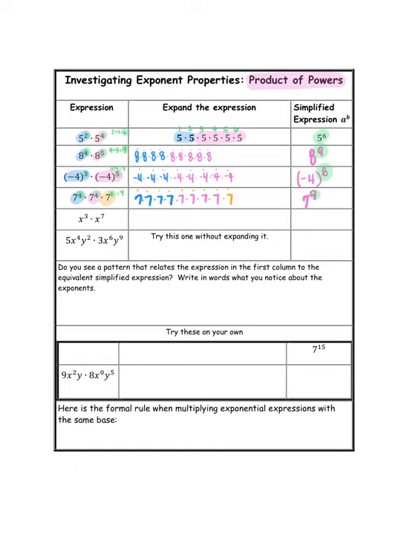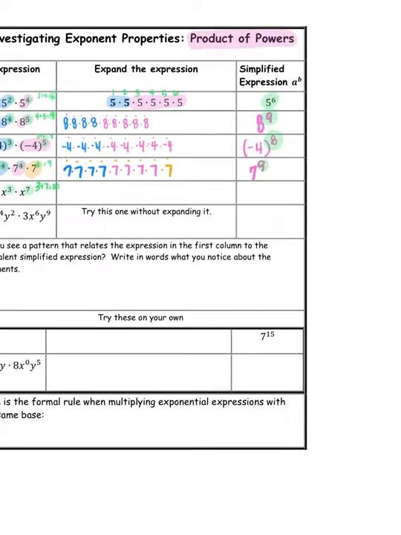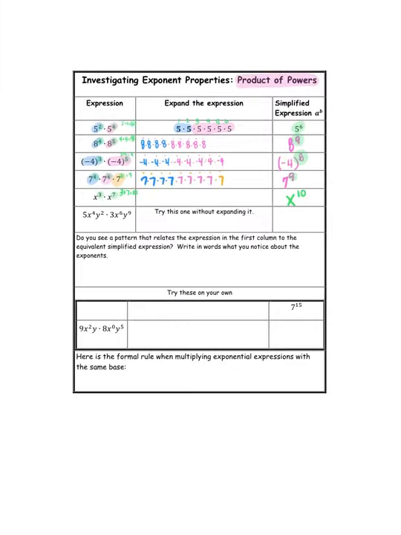I want you to write it in expanded form, but I'm going to do it just by adding. So I have x to the 3rd, x to the 7th. I'm going to add 3 plus 7 equals 10. So my final answer is going to be x to the 10th power. And you can write that in expanded form.